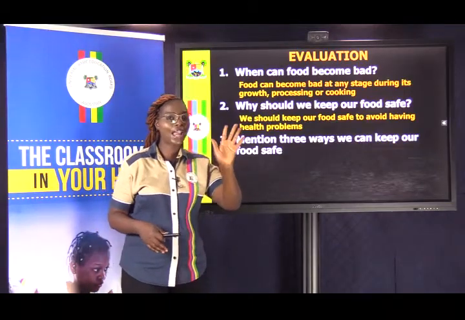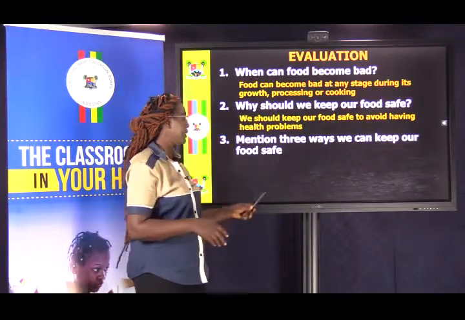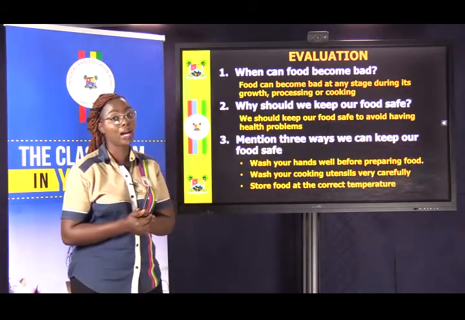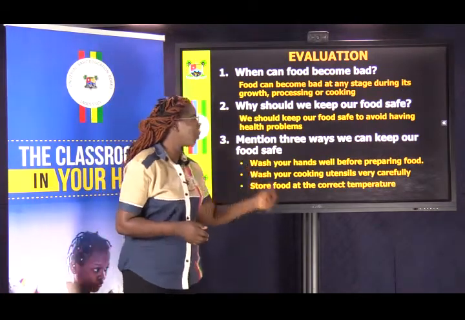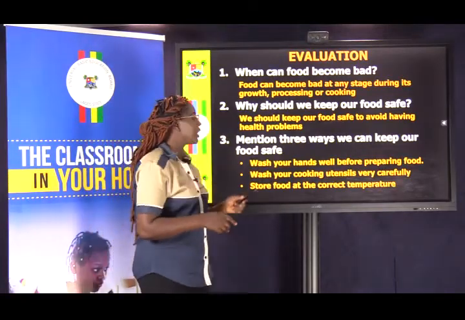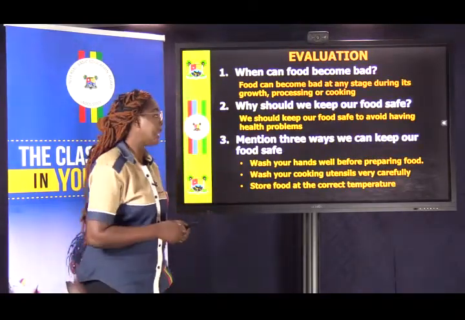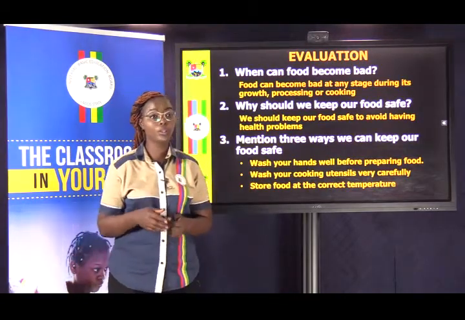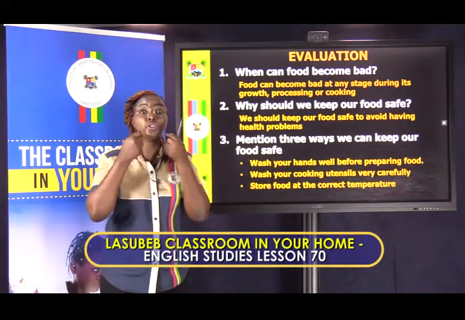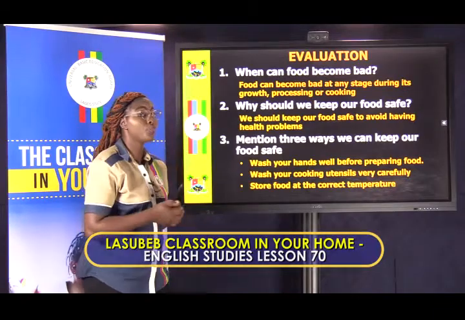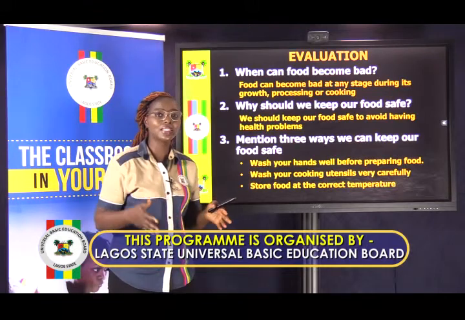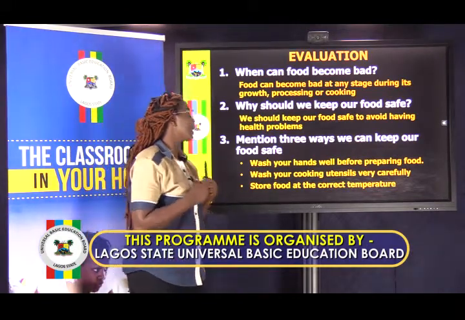Number 3, mention 3 ways we can keep our food safe. I gave you 5 ways, right? Let's see which of those ways. I dropped 3. You might have written other parts of it, but the ones I penned down: wash your hands well before preparing food. That was an easy one, you can recall. Wash your cooking utensils very carefully. It is so important. Your knife, your spoon, your plate, your fork, right? The plates you are using to eat, wash them properly. Your cups, your water bottle, everything concerning kitchen plates. Make sure you wash everything carefully.